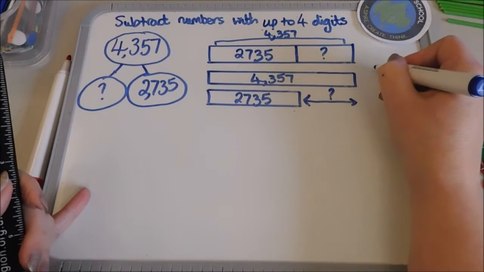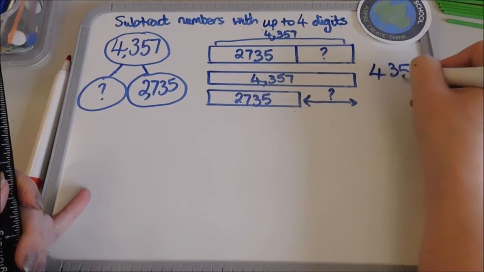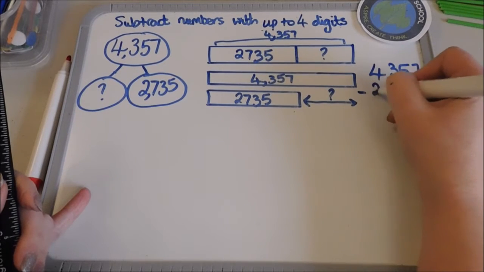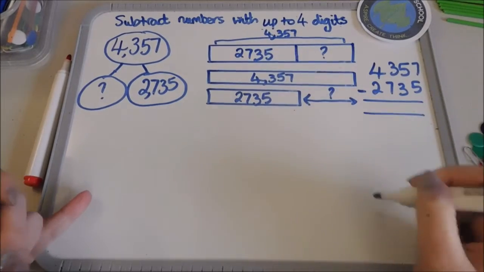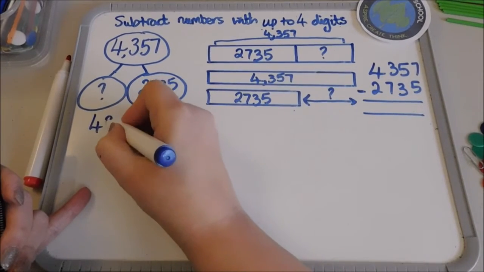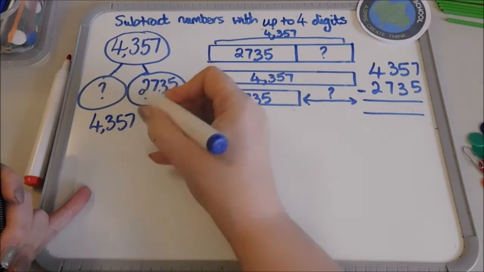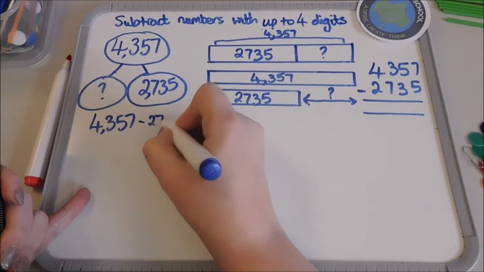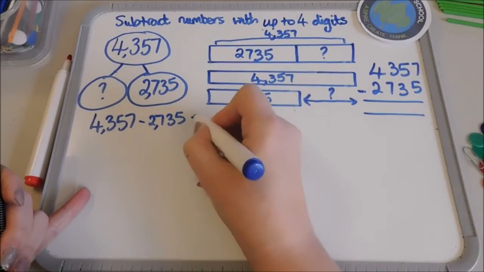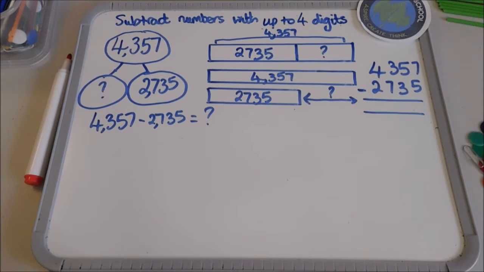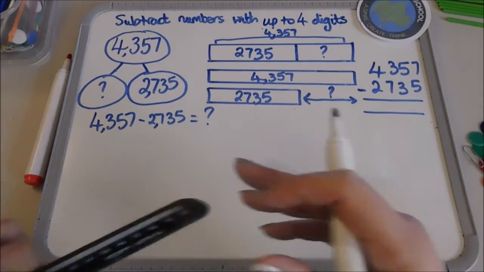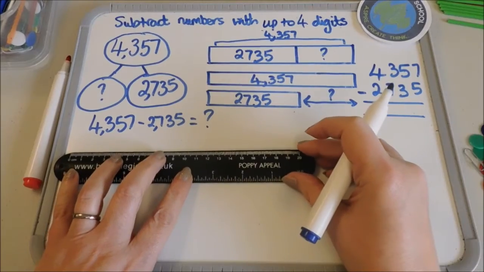Children might also see it written in a column method, and they'll be expected to work that out, or it might be written in a number sentence. Okay, so all of these are the different ways that your children might see this calculation shown. Now we would encourage them to start off with their place value grid.